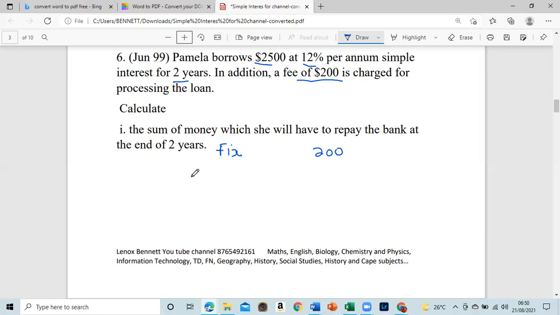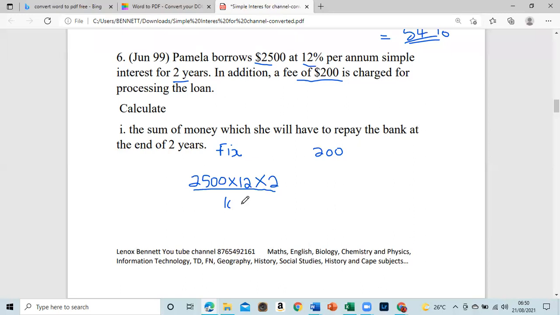Work out the simple interest now. It's 2.5 times 12%. I'm going to write out the formula because I've written it out many times already. And time is 2 years. So we'll work that out, then add it to the 200. So it's 2.5 times 12 times 2. That's 60,000 divided by 100. So that's $600.